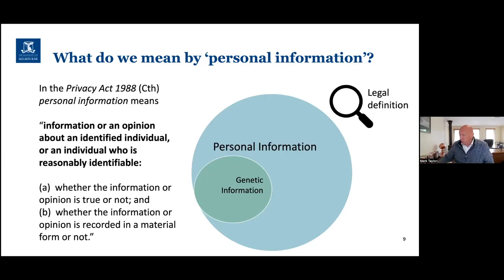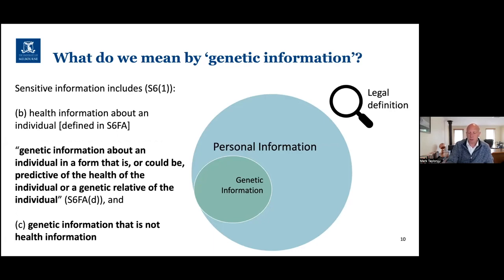So genetic information, remembering it's a subset of personal information, has its own definition. Genetic information is defined within Section 6 of the Privacy Act in the following ways. It's defined as a type of health information. So genetic information about an individual in a form that is or could be predictive of the health of the individual or a genetic relative of the individual is health information, and is protected as sensitive information in the Privacy Act.